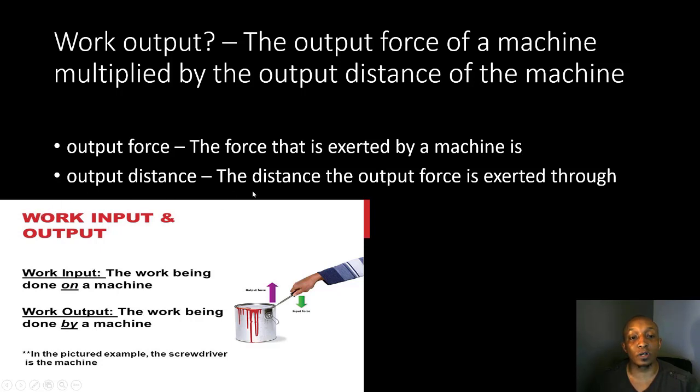So let's take an overall look at work input and work output. Our work input is the work being done on a machine. So in this example right here, the machine is going to be this screwdriver. And the work input is going to be the work being done on the machine, or the screwdriver, by this young man. So he's pressing down on the screwdriver and applying a certain amount of input force. And that's our work input on the machine. The work output would be the work being done by a machine. So the work being done by this screwdriver to pry the top or lift the top of this lid off of this paint can.